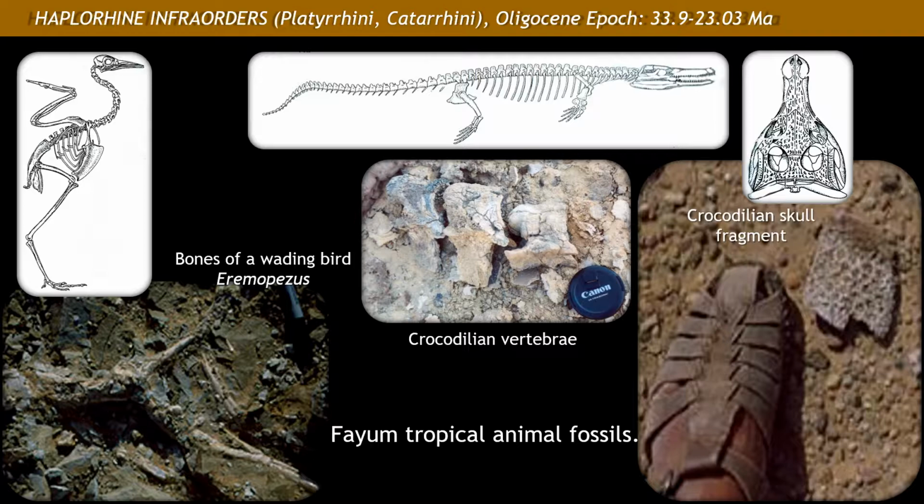And we also have beautiful tropical animals. For instance, we have the bones of a wading bird, Eremopesis, and I know this is not the greatest picture. It was the best shot I could get, but right here you have the hip joint, here you have the back of the pelvis, and here you have the leg bone of a wading bird. Wading birds require water. And then over here by my lens cap, you can see the vertebrae of a giant crocodilian. So right through here.